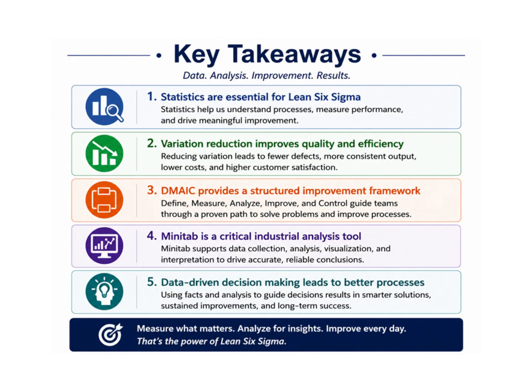The key takeaway is that statistics are essential to Lean Six Sigma improvement. Reducing variation strengthens quality, consistency, efficiency, and customer satisfaction. DMAIC provides the structure. Minitab provides the analytics. And data-driven decisions lead to better operational performance.